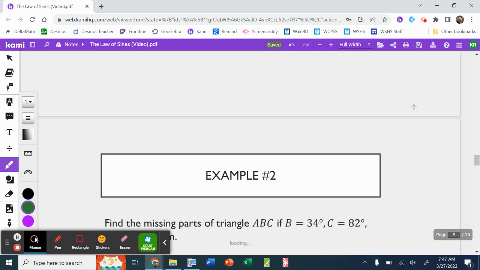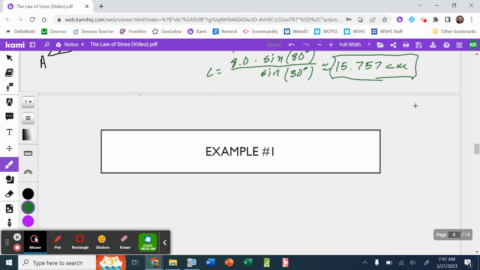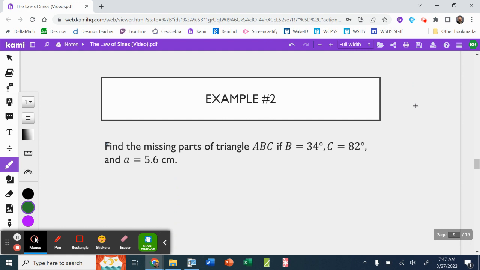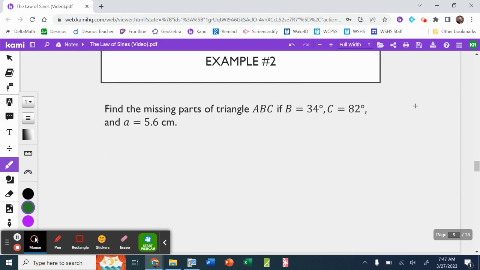Now, I left myself some additional room in case I ran out of room on this slide, so we'll skip over that slide. And we'll move on to example number 2. In number 2, it's a little bit different. They're not asking us for something specific. They're saying, find the missing parts of triangle ABC. So they're asking us to find everything that's missing. So we're going to find all the missing sides and all the missing angles.